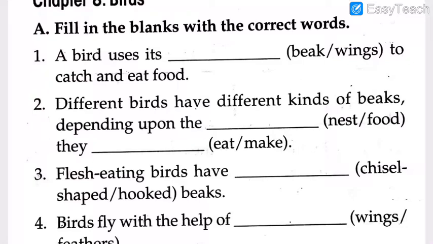Number 2. Different birds have different kinds of beaks depending upon the dash they dash. Options are nest or food, eat or make respectively. Different birds have different kinds of beaks depending upon the dash, nest or food, they dash, eat or make. Now please think about the answer properly, because here two blanks are there in single question. So your time starts now.